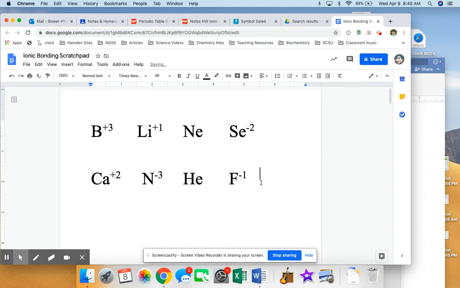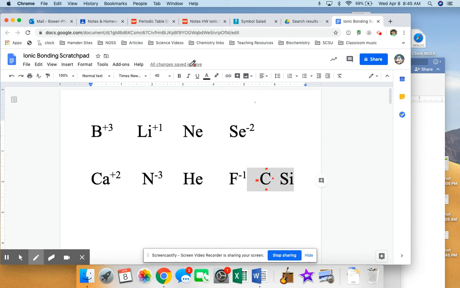What about elements like carbon or Si? Or other things in the 4A column. In the 4A column, they have 4 dots. They have 4 dots. 1, 2, 3, 4 dots. Same for Si. Because 4 is too many electrons to gain or lose, carbon and Si will not form ions.